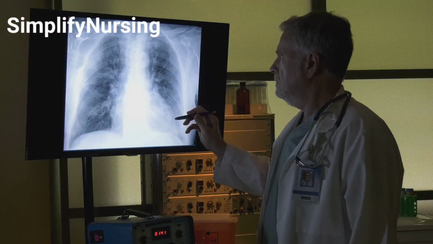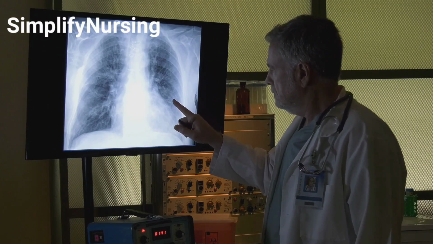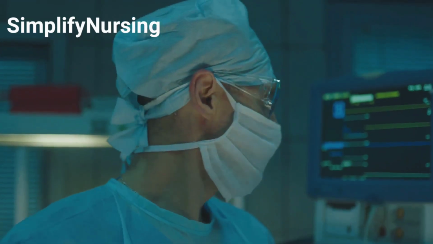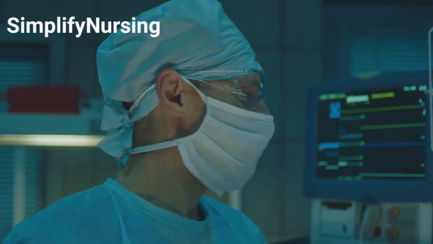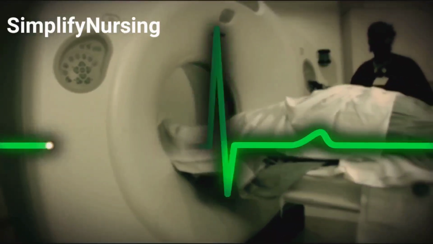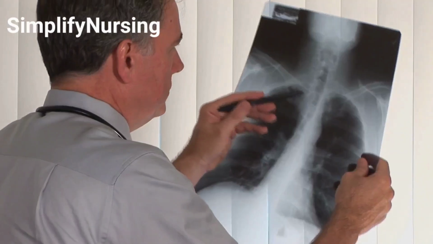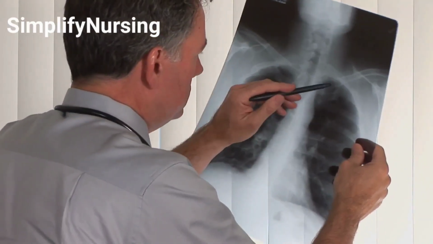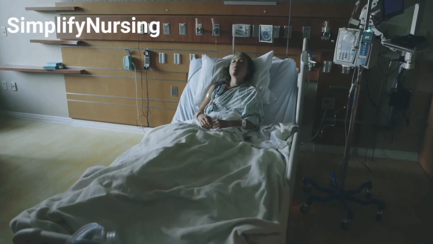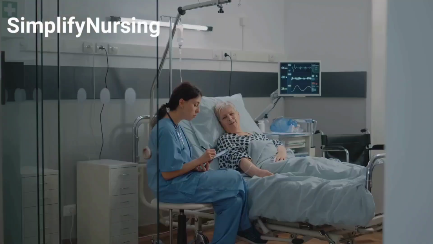Indications for chest tube insertion: pneumothorax, accumulation of air in the pleural space causing lung collapse; hemothorax, accumulation of blood in the pleural space often due to trauma or surgery; pleural effusion, excess fluid in the pleural space which may occur due to heart failure, infection, or malignancy; empyema, collection of pus in the pleural space often due to infection; postoperative management, after thoracic surgery to prevent fluid accumulation and support lung expansion.